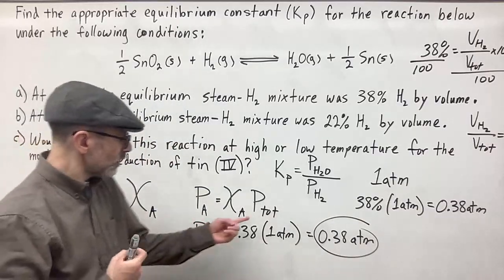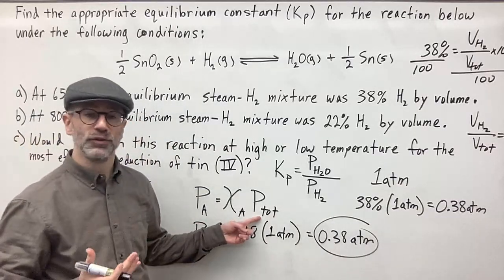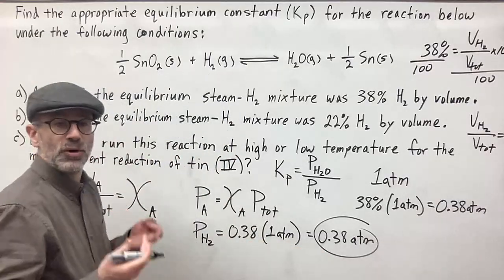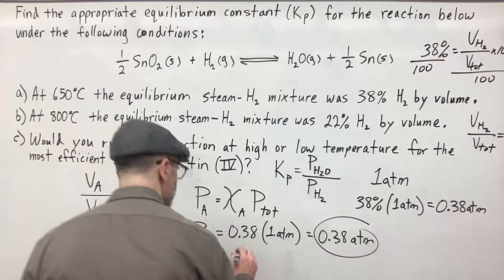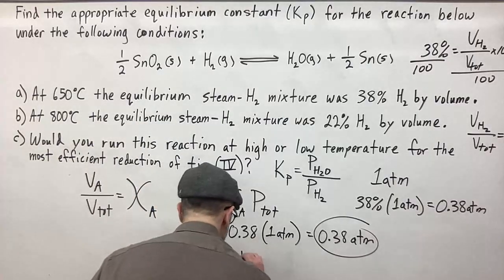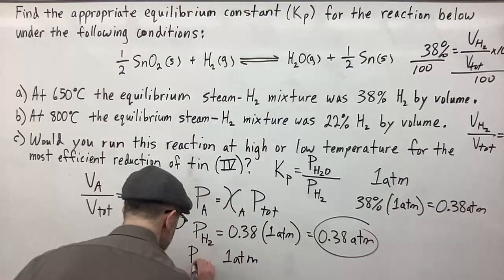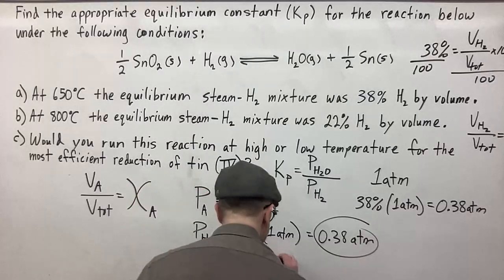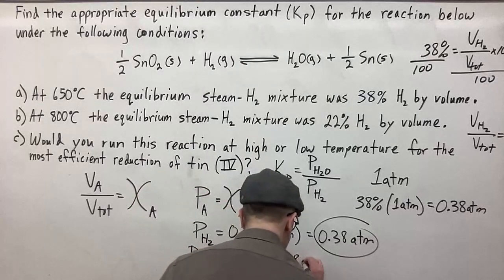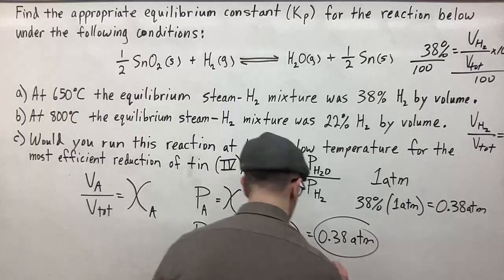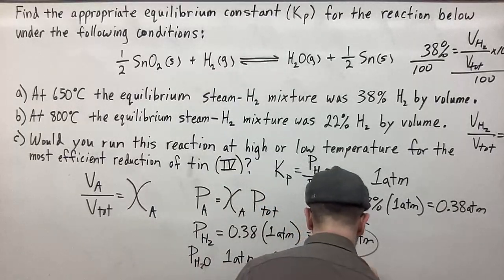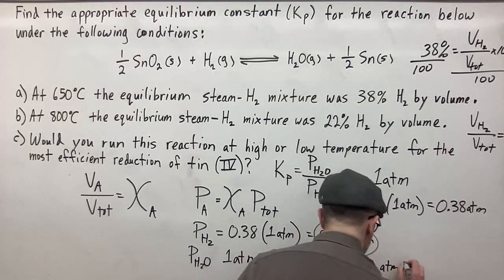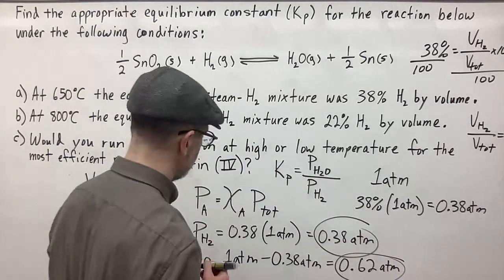Now, since I'm assuming a total pressure of 1 atmosphere, to get the partial pressure of water vapor or steam, I just subtract that from 1. So the partial pressure of H2O is equal to 1 atmosphere minus 0.38 atmospheres, and so I get 0.62 atmospheres for water vapor.